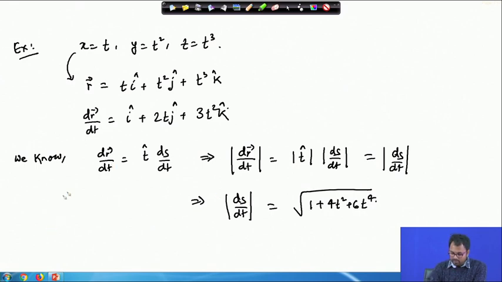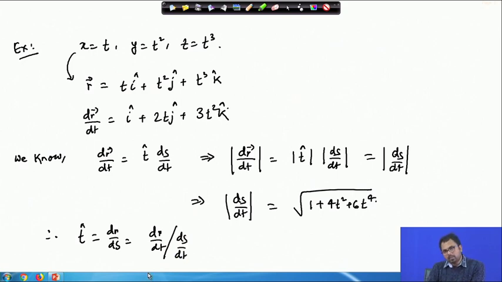I can write this here as t cap. So the tangent vector is t cap = dr/ds, and dr/ds can be written as dr/dt divided by ds/dt, because this can be written as dt/ds. I will bring it in the denominator, and then it will become ds/dt, which is the mod or the positive value.